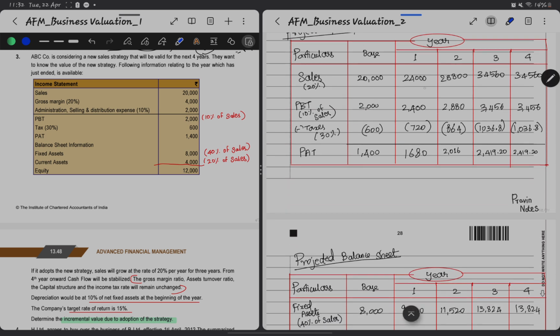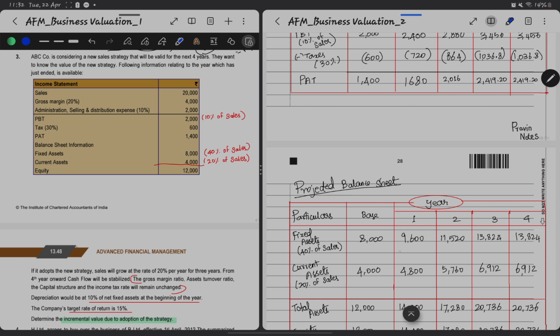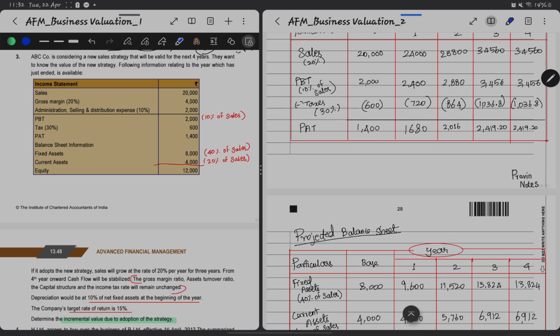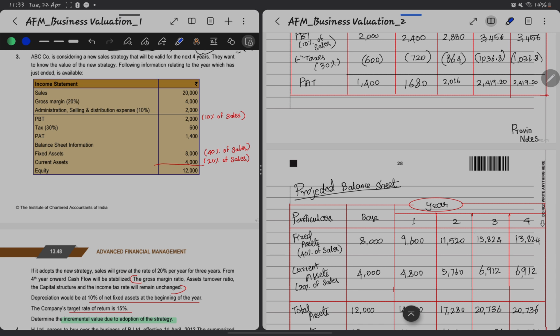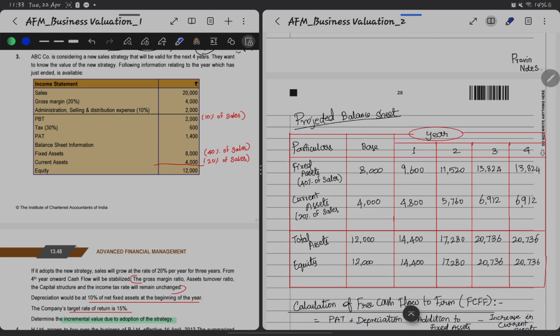As we can see here, 20% increase, so you can also add 20% to the assets and then increase it. Or simply, since we know that it is 40% of sales, whatever is the sales we found out here, multiplied by the 40% will give us the fixed assets, 20% will give us the current assets. And total assets being 12,000, 14,400, 17,280, 20,736, and then 20,736.